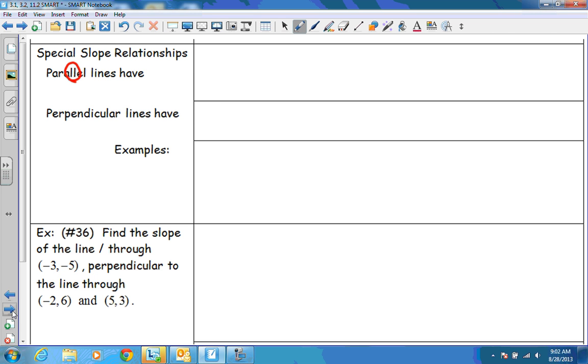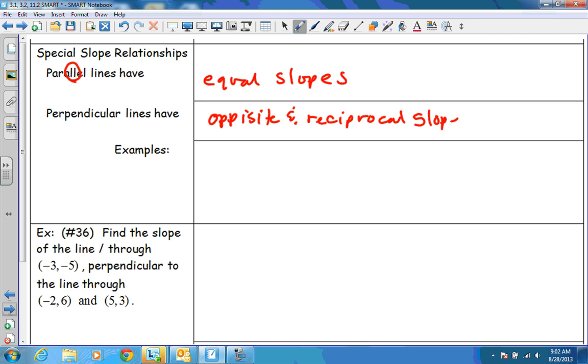Okay. So parallel lines means that they have the same slope. Perpendicular lines have what? Opposite and... so like if one of them was 7, the perpendicular slope would be what? Negative 1 over 7.